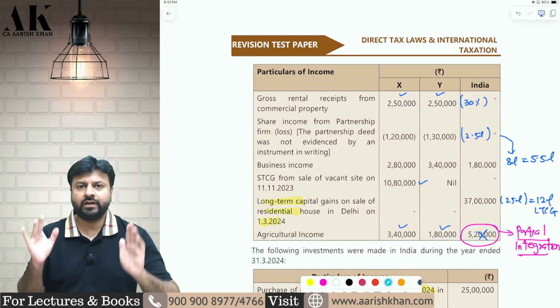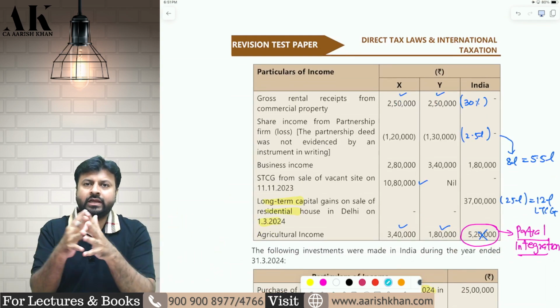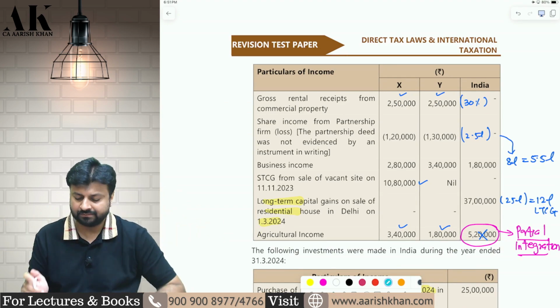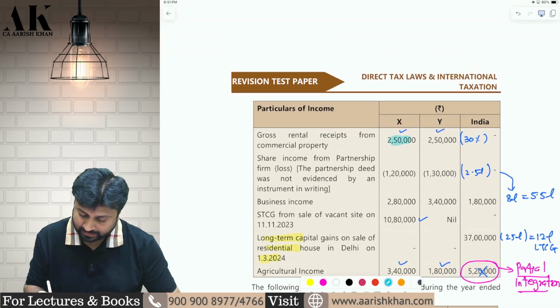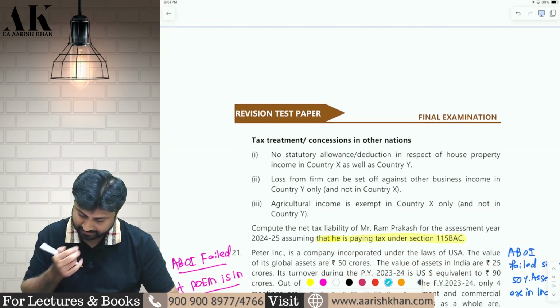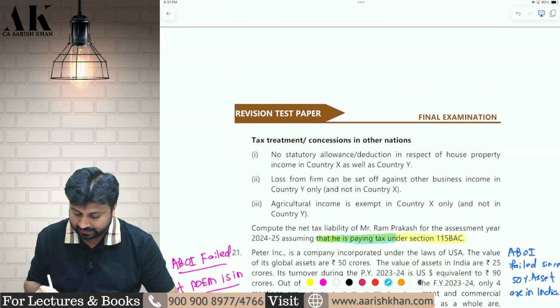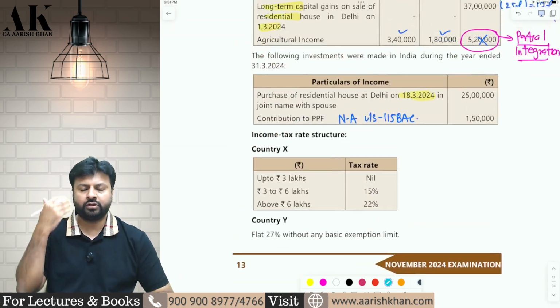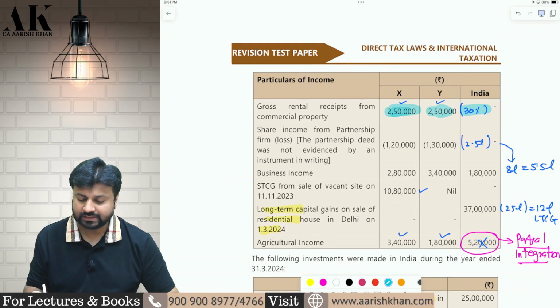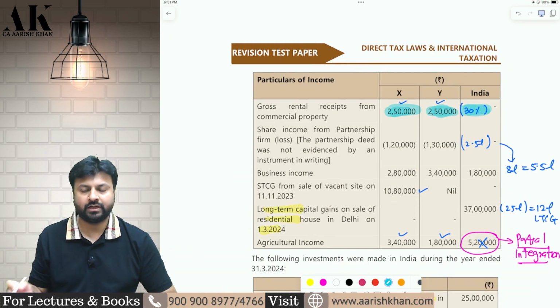So first of all, we need to take all the income and compute as if no DTAA is there. Compute everything in India. First of all, he is earning rental income. On rental income, you will take 30% standard deduction. Also, you need to remember that he is paying tax under the default regime, therefore you need to keep those provisions in your mind.